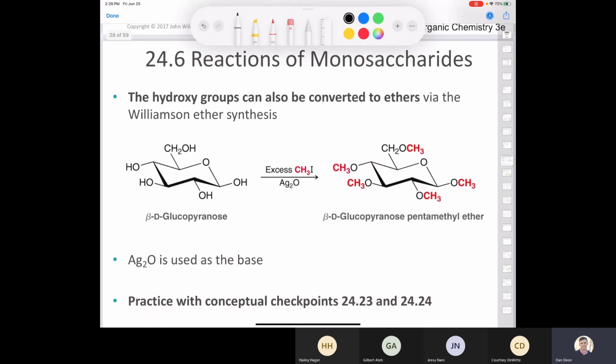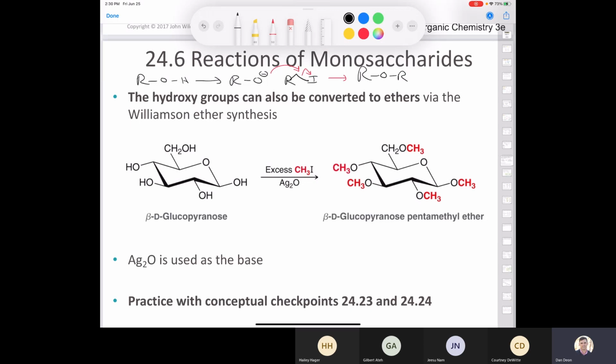We can also convert them to ethers, and the same rationale would apply here, that this would be difficult to purify, and of course this would be easier to purify. And this is kind of like a Williamson ether synthesis. Remember the Williamson ether? That was when we had an alcohol, and then we did a deprotonation to make an alkoxide, and we used a strong base. Then we treated it with an alkyl halide, and we did an SN2 like that, and then we ended up with an ether like that.